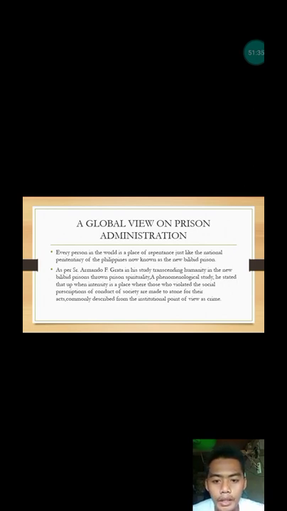As per Senior Armando F. Grata in his study, Transcending Humanity in the New Bilibid Prison: Prison Spirituality, a phenomenological study, it is stated that a prison is a place where those who violated the social norms of conduct of society are made to atone for their acts, commonly described from the institutional point of view as crime.